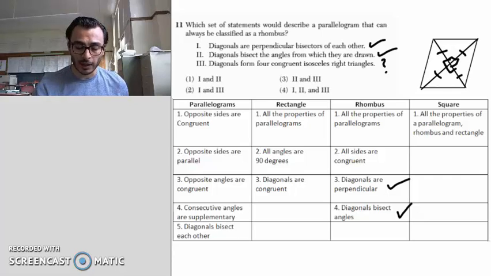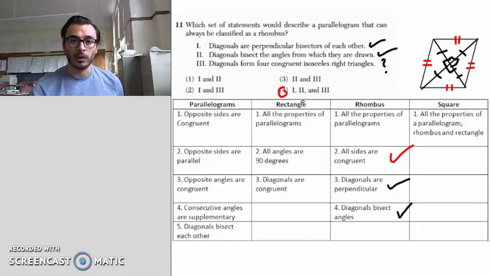Now, if all these triangles are isosceles and congruent to each other, then we can assume that this side is equal to this side, and then all those sides are congruent. And if all the sides are congruent, then it would be a rhombus. So it's actually 1, 2, and 3. So the answer for number 11 is option 4.